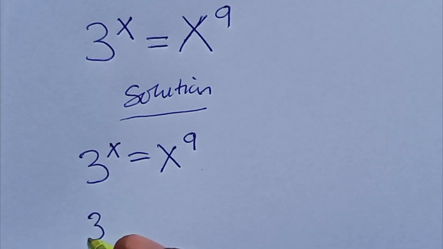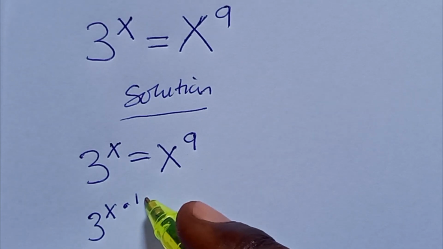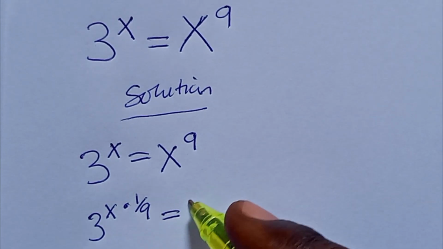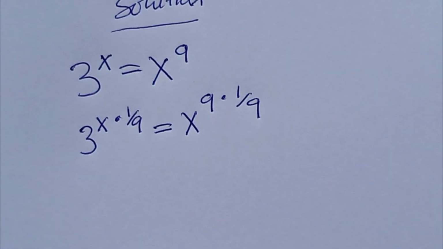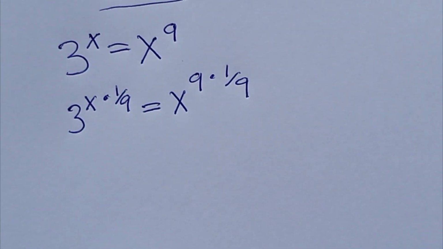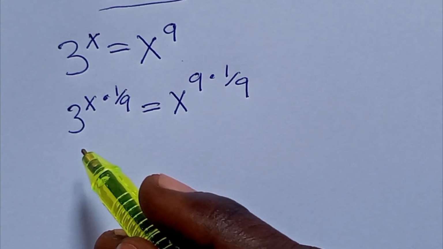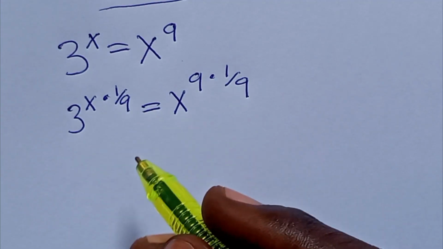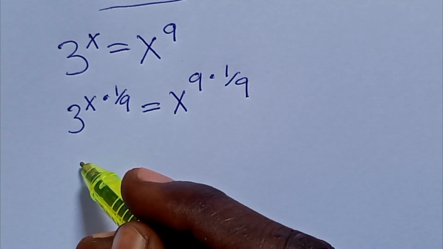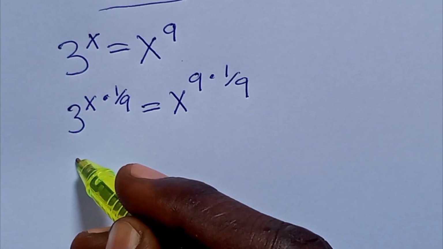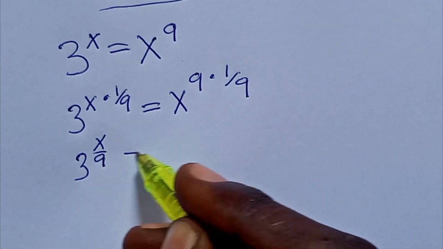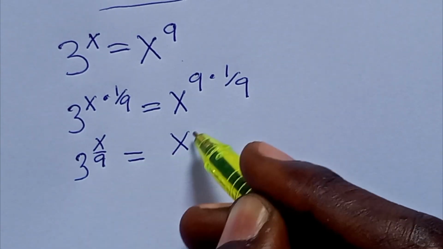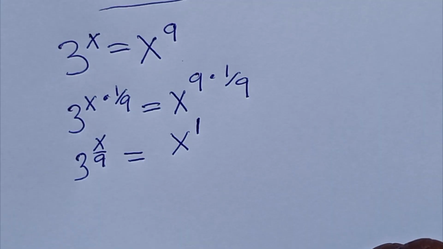First, we'll try multiplying the powers by 1 over 9 on both sides. Since we've done that on the left hand side and on the right hand side, that makes our approach valid, because whatever you do to the left hand side and you do to the right hand side doesn't change the equation. So now we have 3 to the power of x over 9 equal x to the power of 1, because 9 will divide 9.